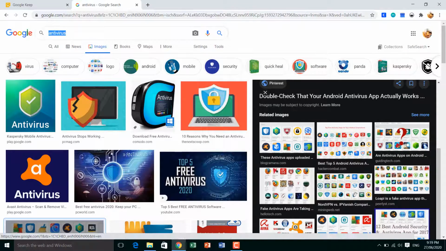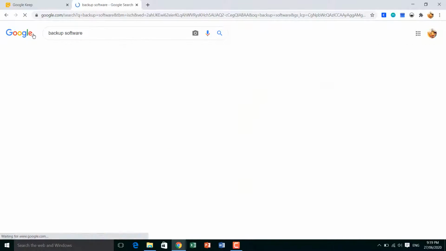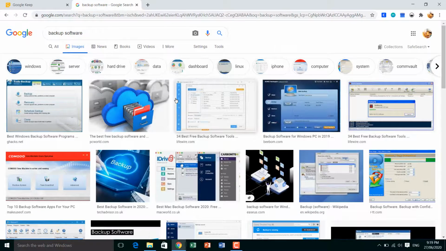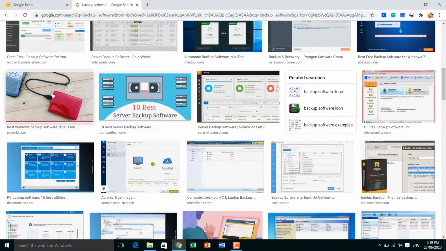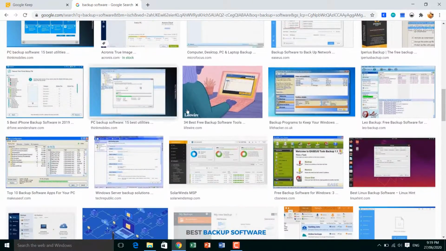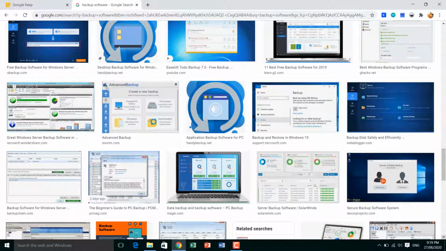Next one is backup software. You can take a backup of your data on a CD, DVD, pen drive, or internal and external hard disks. This kind of software is backup software. The image is given in your textbook, where you can see CD, DVD and pen drive. So these are the backup media.